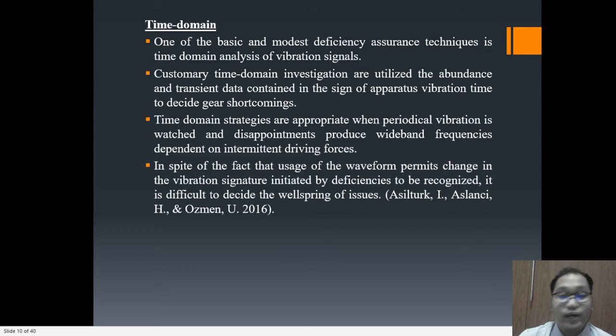Next is the time domain, which is one of the most basic and inexpensive fault determination techniques. Time domain methods are appropriate when periodic vibration is observed and failures produce wideband frequencies based on intermittent driving forces.